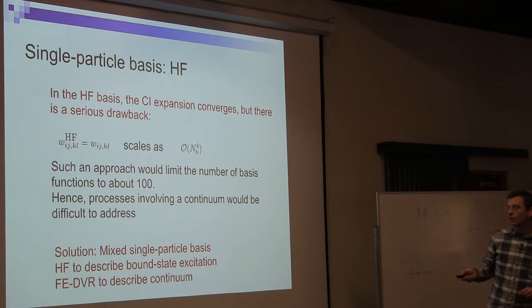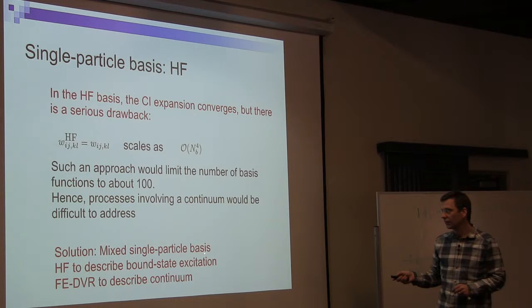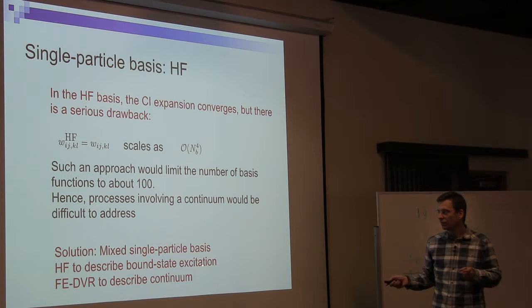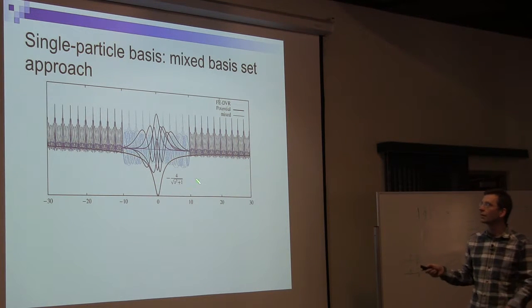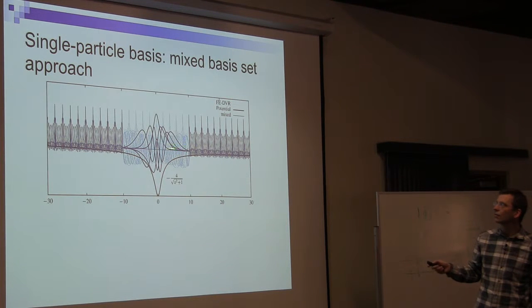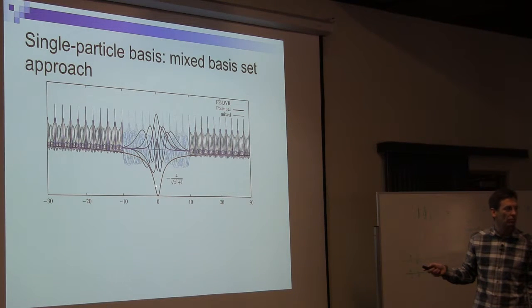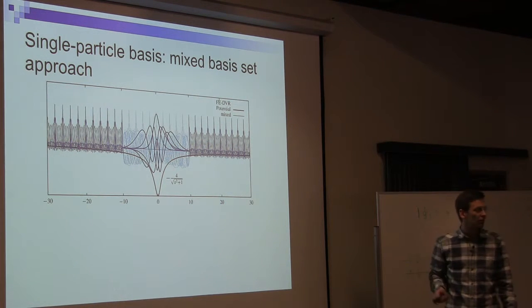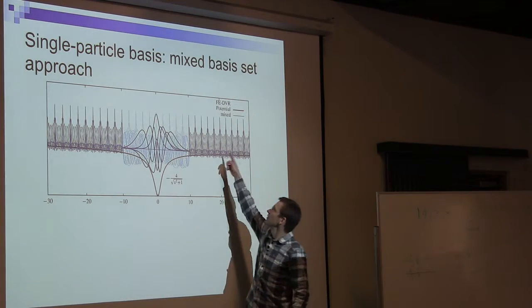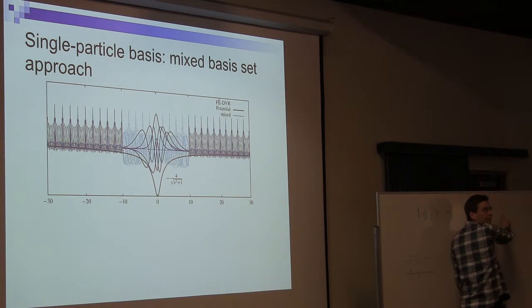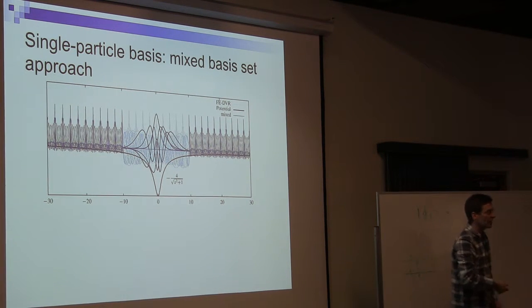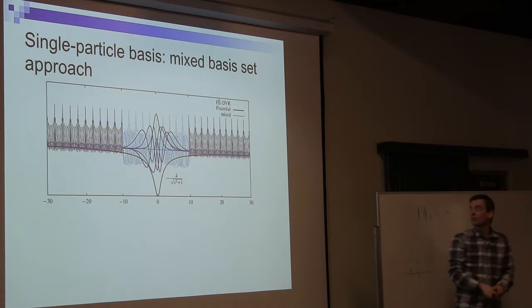So the solution is to use a mixed single-particle basis set: Hartree-Fock to describe bound state excitation and the finite element DVR to describe the excitation to the continuum. It's shown here graphically. In the center region, we have many FEDVR functions, but I take linear combinations of them to obtain a few Hartree-Fock orbitals and pseudo-orbitals that describe accurately the bound state part of the spectrum. And then I have a discretized basis out here. I can think about this basis function here as this one here. This would be one of them, but I have the electron in that particular FEDVR function.